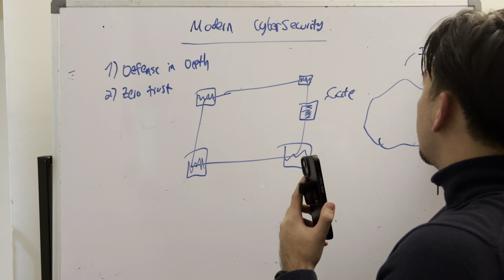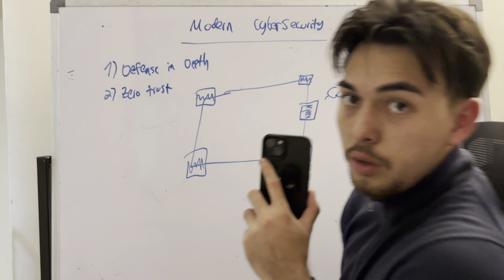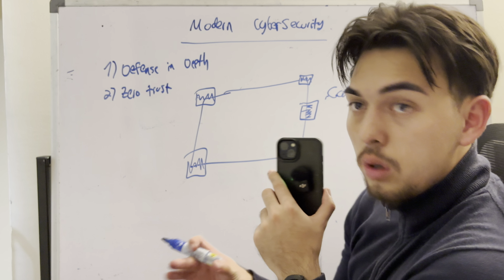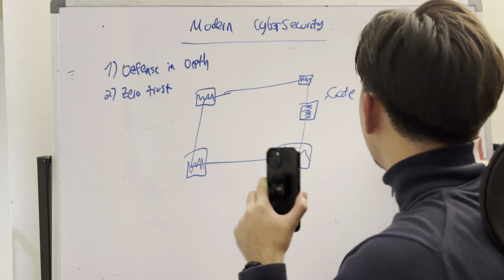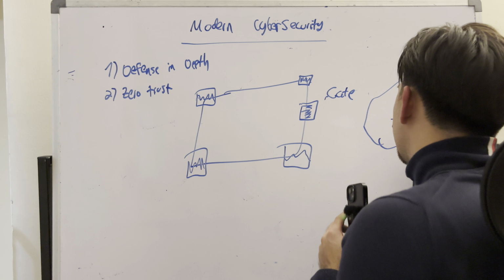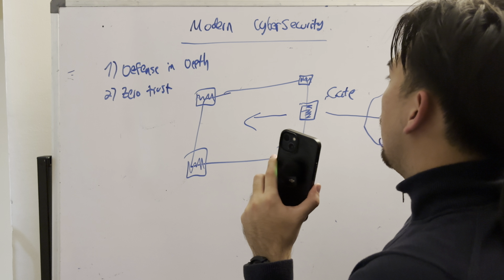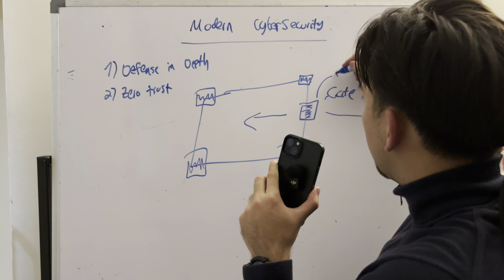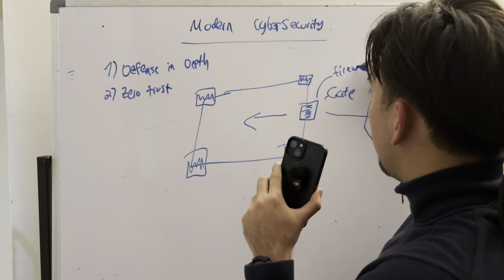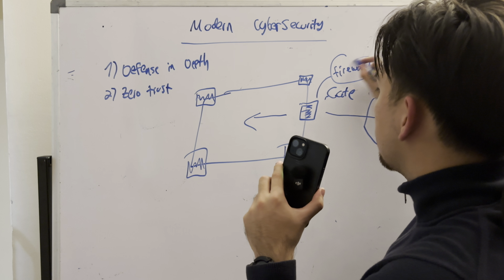And on the internet, we have unlimited amounts of users, right? All sorts of people on the World Wide Web. And let's say you, as a user, would like to go into the castle. The first layer of defense is perhaps your firewall, right? A firewall is just like the gate of a castle.